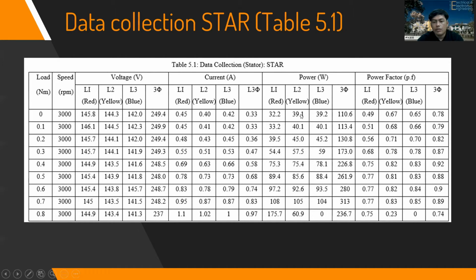And then the value of power also increases if the load increases. And then lastly, for the power factor here, the value also increases. But as we can see here, there are several values at 0. When the load is 0.8, the value is 0. This is because when the load is at 0.8, the motor reached the motor limits, where the value for the power, the value of the current and the value of the power factor here is uneven. So that is why the value is 0.